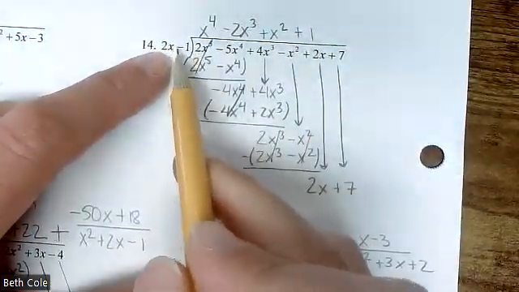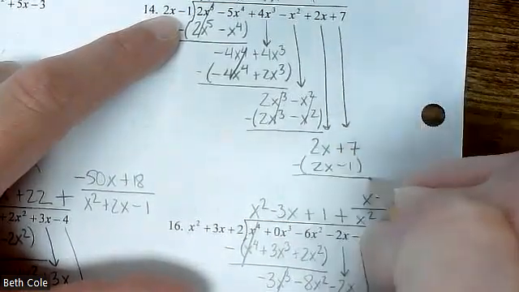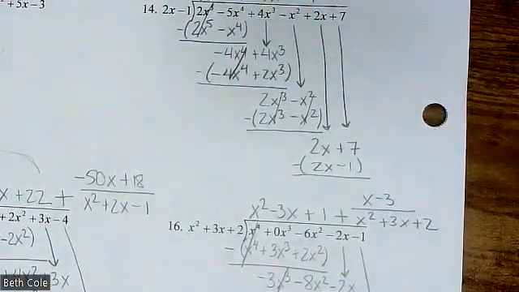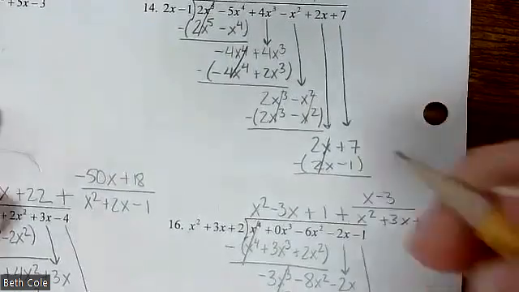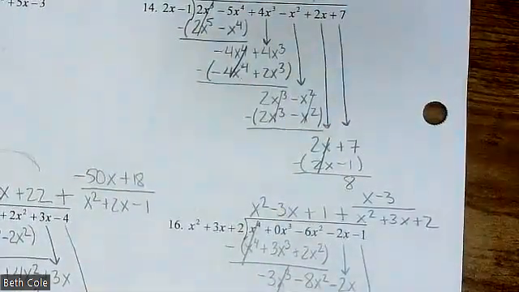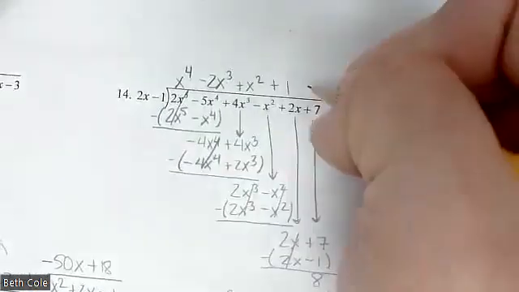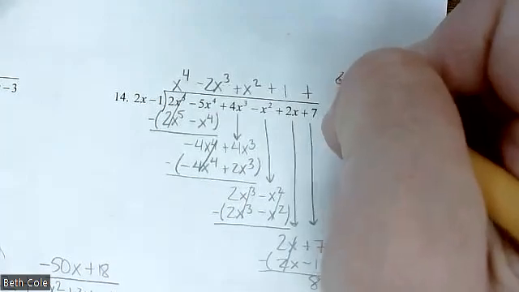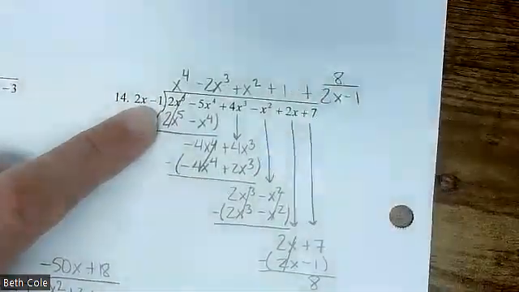If you distribute a 1 into there, it doesn't change. It's just 2x minus 1. And whatever we get left with here is our remainder. So this cancels. What are we left with? Good, 8. Barely fit that in there. Now, it's not any more work. You just have to write it at the end. So at the end of your answer, you're going to put plus 8 over your divisor, 2x minus 1.